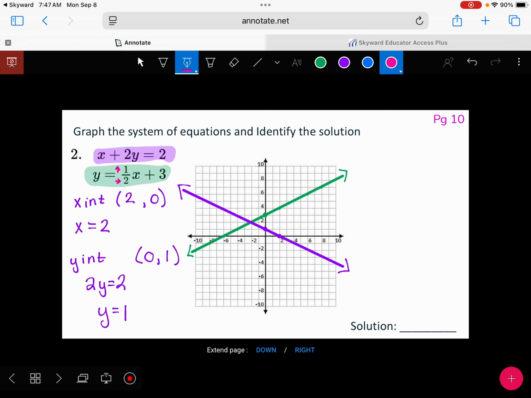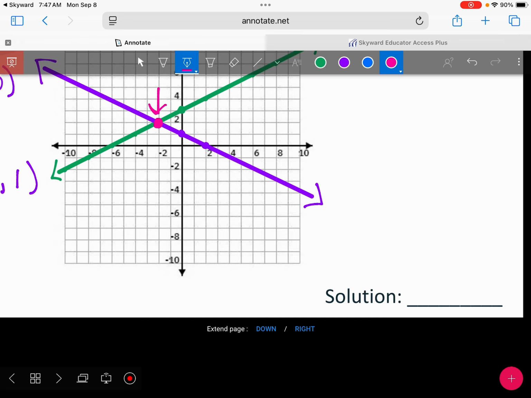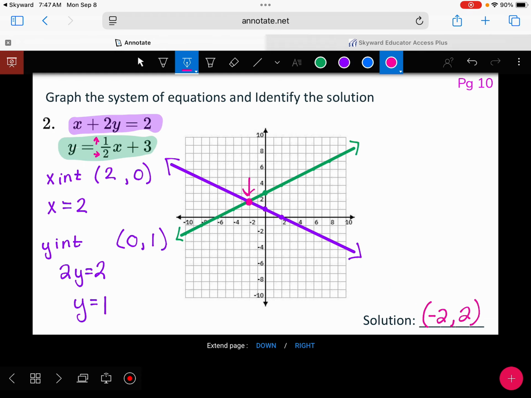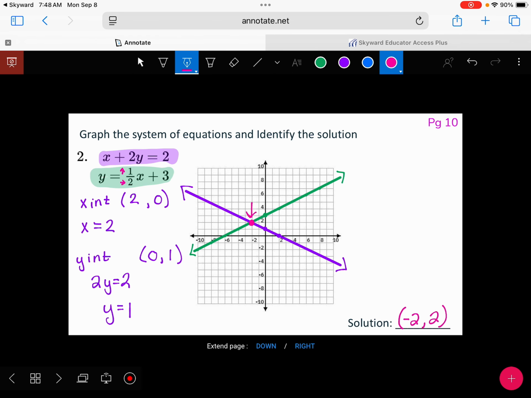So where is our solution on this one? -2, 2. Right here. This is the spot we're looking at, where they cross. So our ordered pair here, our x is -2, our y is +2. So we've got to get the ordered pair, the x then y, and they have to be in that order. It's alphabetical order. That helps us remember what order they go in. We have to have those pieces in that order.